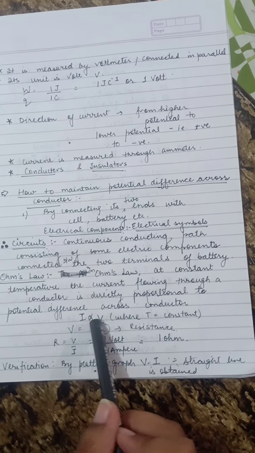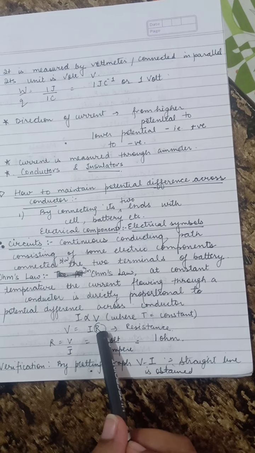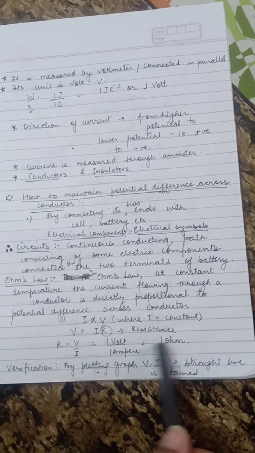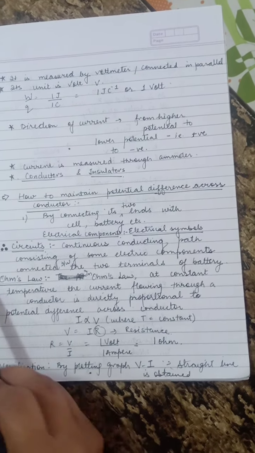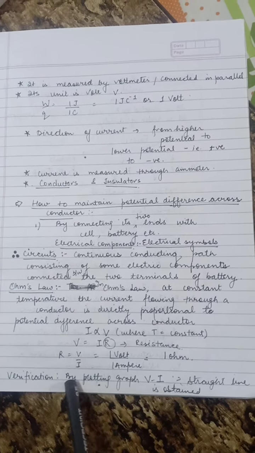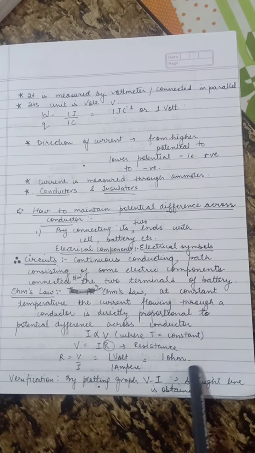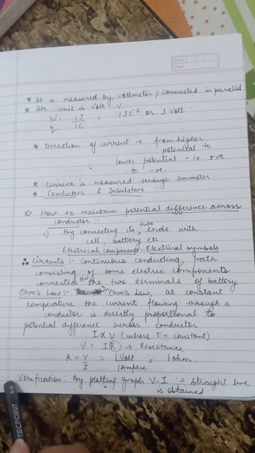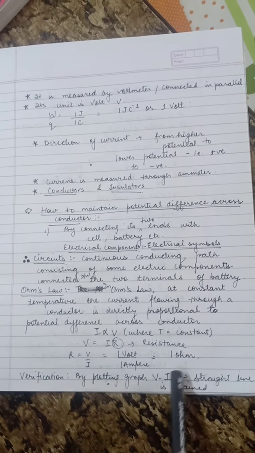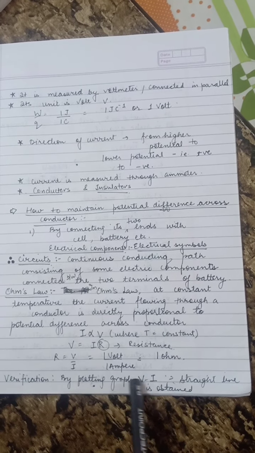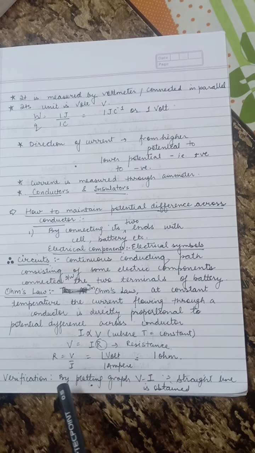So to remove this proportionality sign, we can use a constant which is a resistance, capital R. And resistance can also be written as ohms. Its unit is ohms. And how can we verify this law? We can verify this law by plotting a graph, VI graph, which is always a straight line. If the graph is coming straight, that means this law is verified, because V is directly proportional to I. As you increase the potential difference, the current also increases in equal amounts, which proves that Ohm's law is correct.